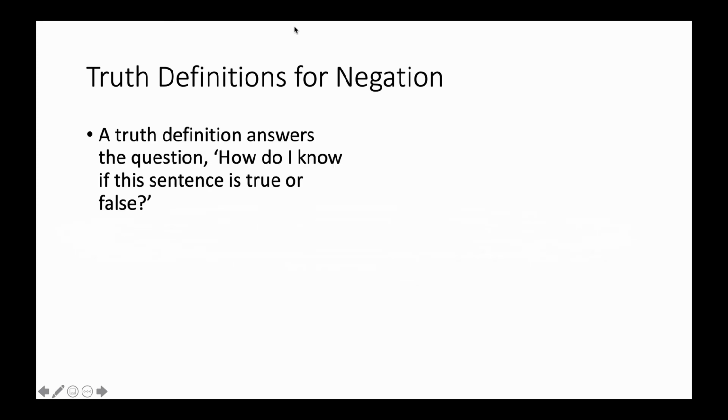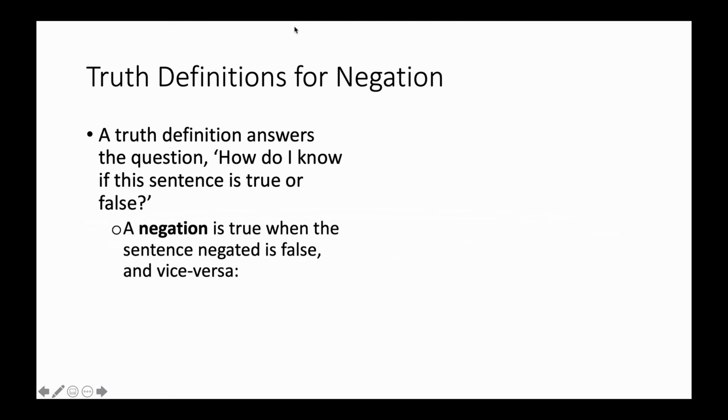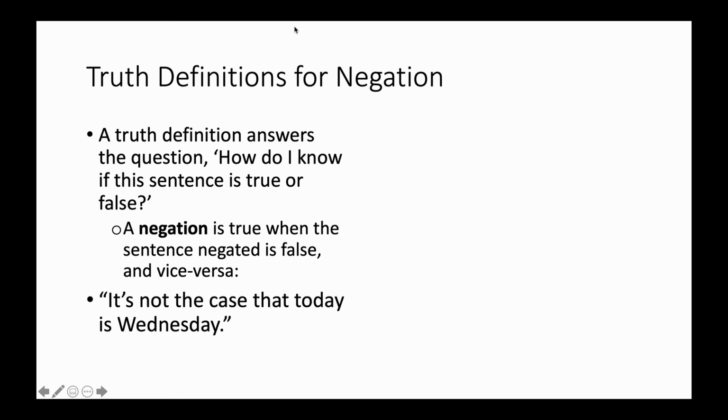One way we can think about the truth definition for the negation is that it answers the question, how do I know if this sentence is true or false? A negation sentence is true, or in other words, the negation is defined as follows: when the sentence negated is false, and vice versa. Let's look at an example. The sentence, "It's not the case that today is Wednesday," will be true or false depending on the value of the atomic sentence, in this case, today is Wednesday.